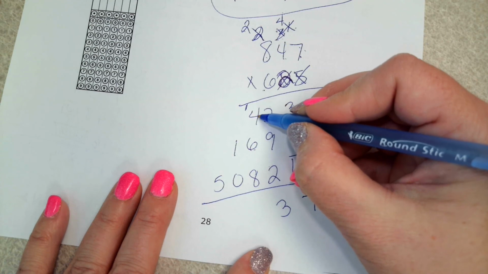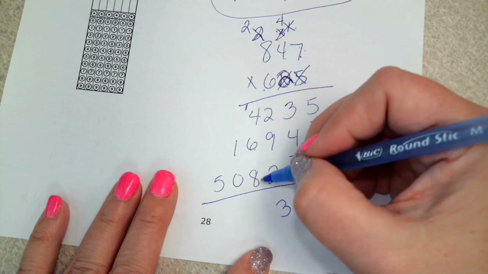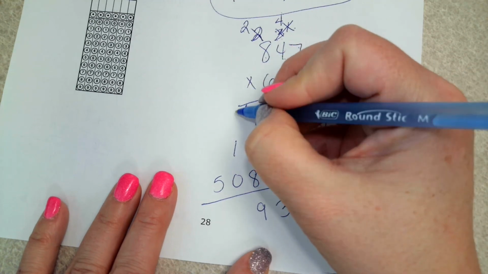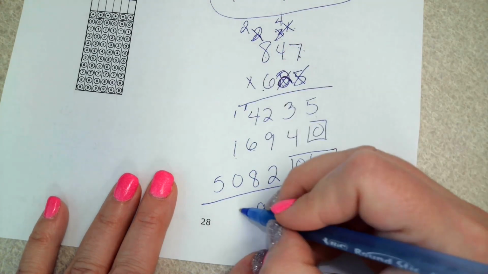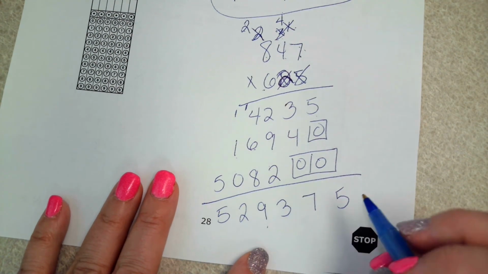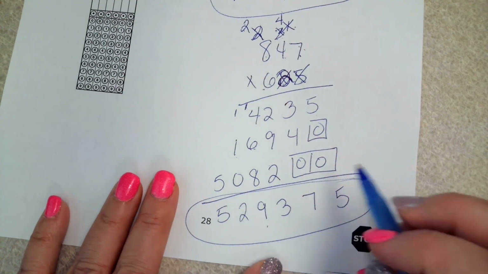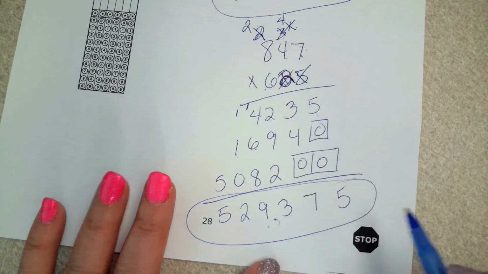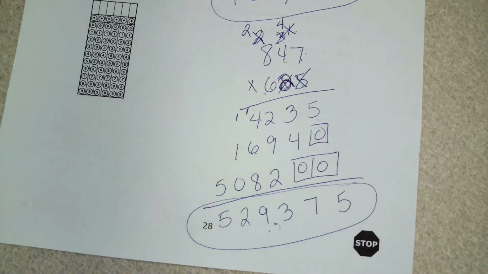6 and 4 is 10. And 8 and 1 is 9. 9 and 10 is 19. Carry the 1. 1, 2, and 5. 529,375 is the answer, the way you would enter it. To say it is 529,375. And that, my dears, is Power Packet V.